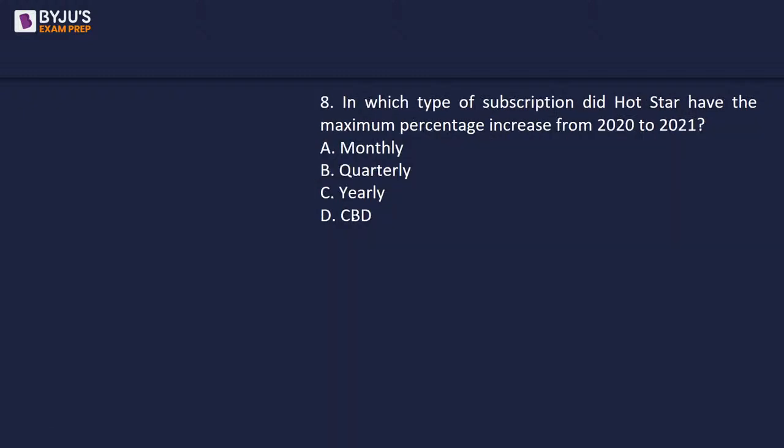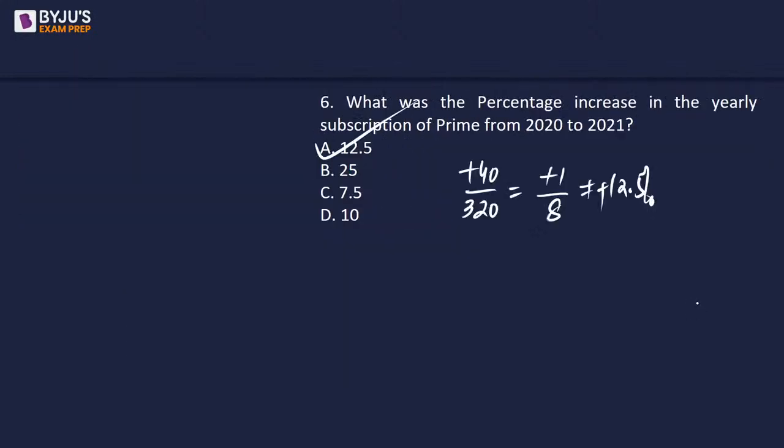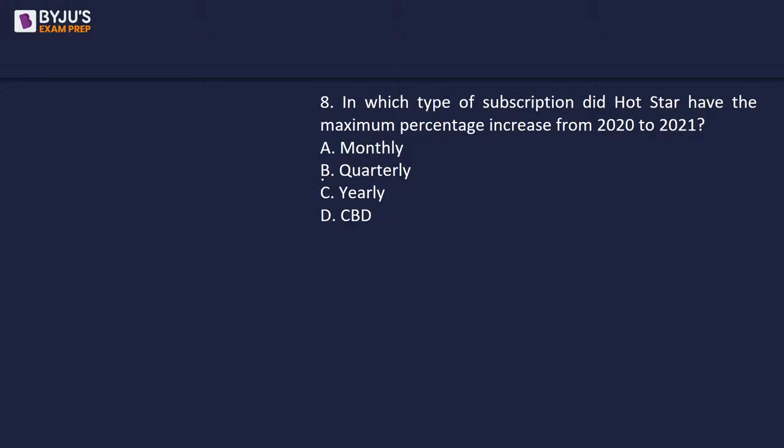Next, in which type of subscription did Hotstar have the maximum percentage increase from 2020 to 2021? So for Hotstar we have to see where it increased the most. Hotstar 80 to 100, that's an increase of 25%. 120 to 200, that's an increase of 66.66%. And 400 to 500, that's an increase of 25%. So the highest percentage increase is in quarterly. So quarterly.